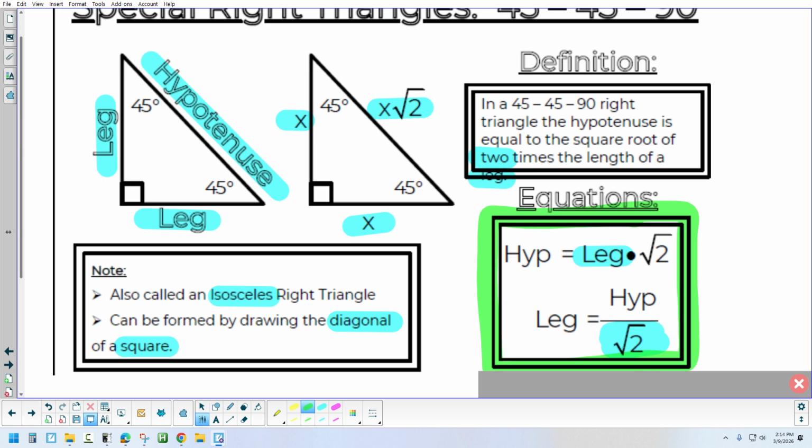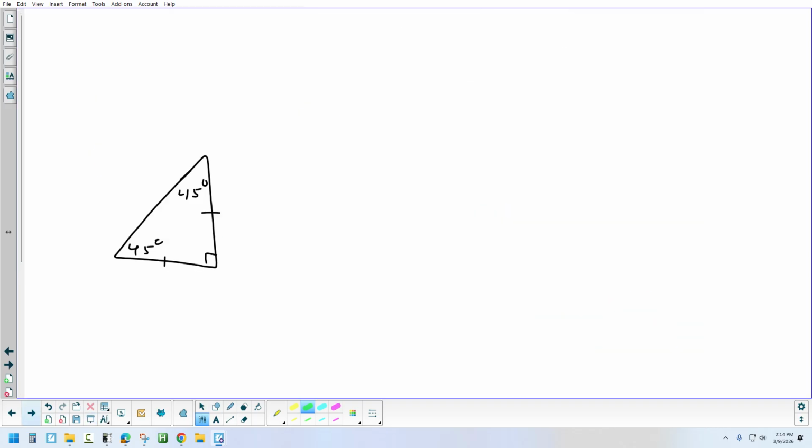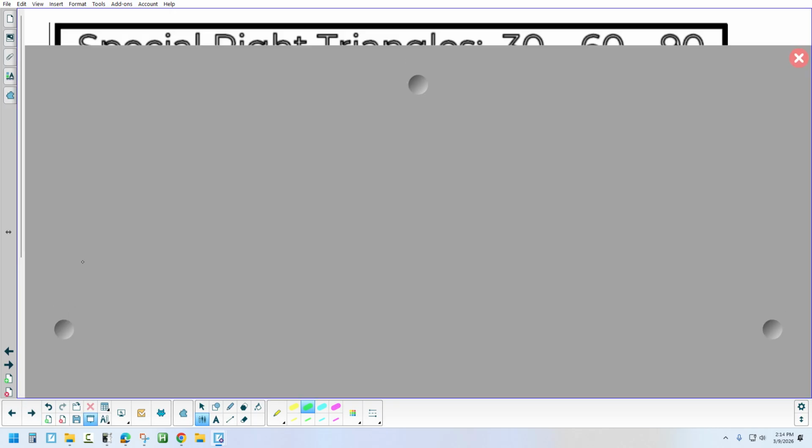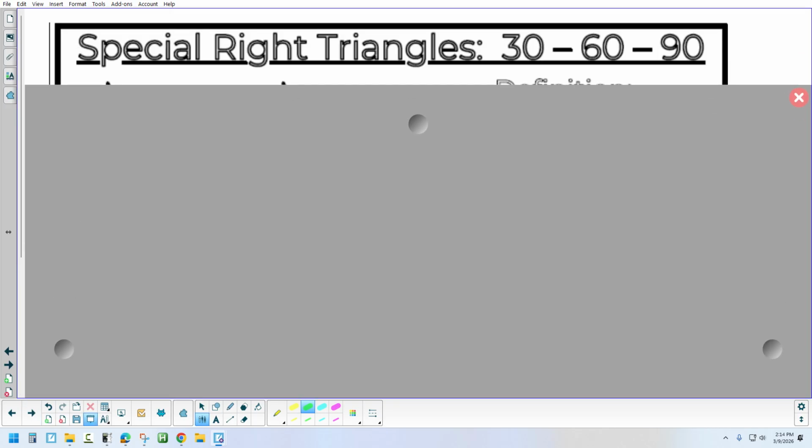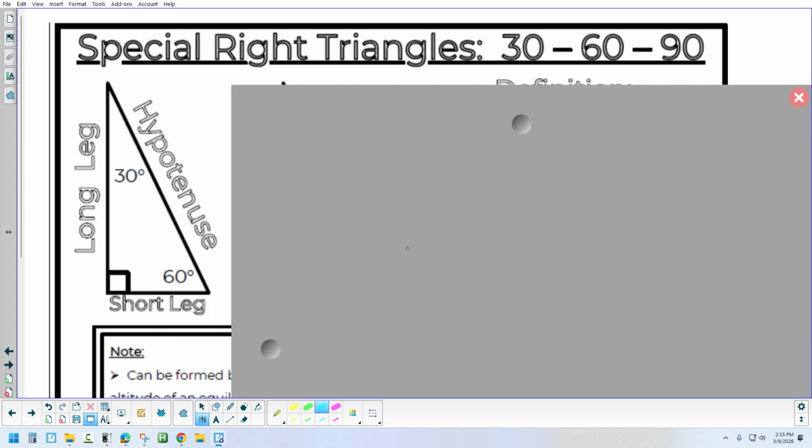And at the top of the next page, bless you. This is the end of the definitions that we need to copy down. So it says special right triangles 30, 60, 90. All right. So can someone just remind me one more time? What do you call the longest side? Hypotenuse. And the two short sides? Legs. Yep. Those names are the same.